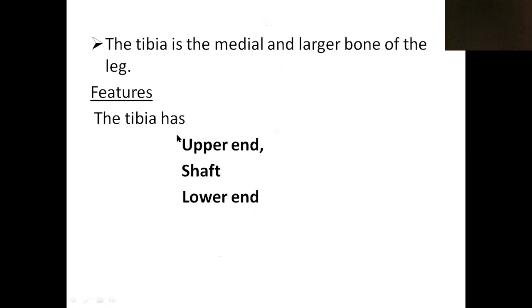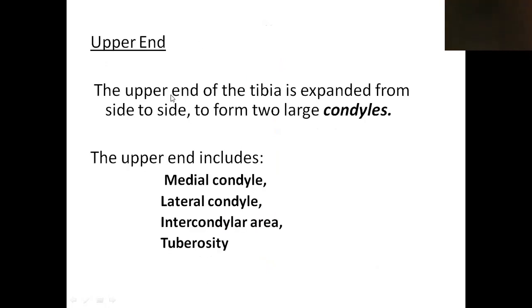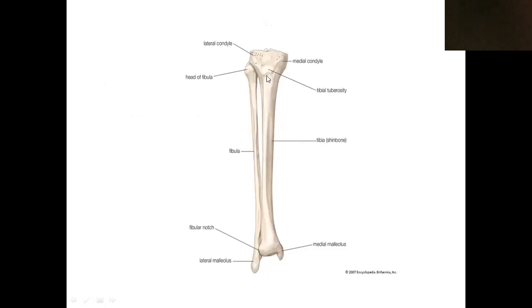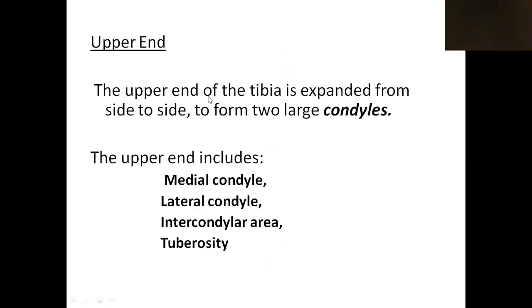Now we are going to see the upper end. The upper end is expanded from side to side to form two condyles. See, this is the upper end. Here we can see one extension, and on the opposite, lateral side, there also we can see one extension. This expanded area is the medial condyle, and this one is the lateral condyle. So it has two large condyles, one medial condyle and one lateral condyle.